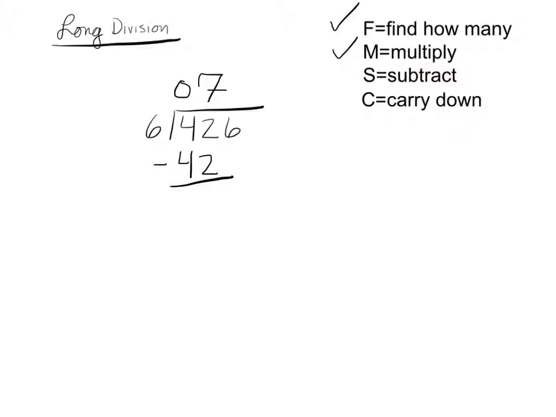Our next section is subtract. We subtract 42 minus 42, and our answer is 0. We check off that we finished the subtract.